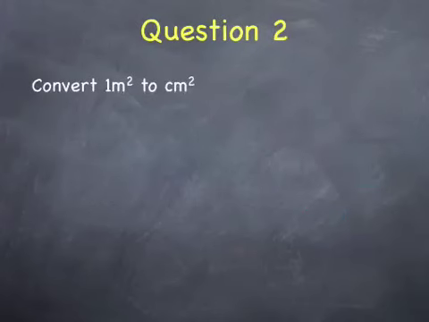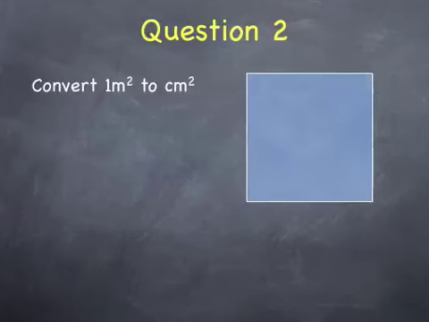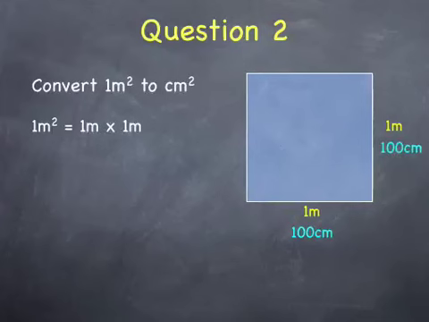Okay, question 2. 1 square metre. Convert it to square centimetres. Press pause and have a go now. Okay, here's a picture again. What is a square metre? It's 1 metre by 1 metre. Like a large piece of carpet or something like that. Like a big square metre, 1 metre wide, 1 metre high. It's also 100 centimetres wide and 100 centimetres high. Okay, because 1 metre is 100 centimetres.